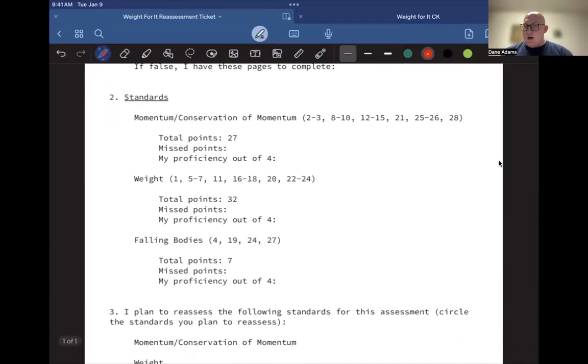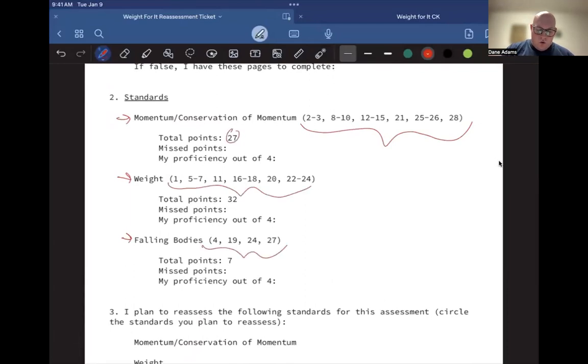Number 2 says standards. This test had 3 standards that were assessed. Every test has somewhere between 2 and 4. And so those 3 are momentum slash conservation, weight, and falling bodies. Right over here, these are the questions that are inside of that standard.